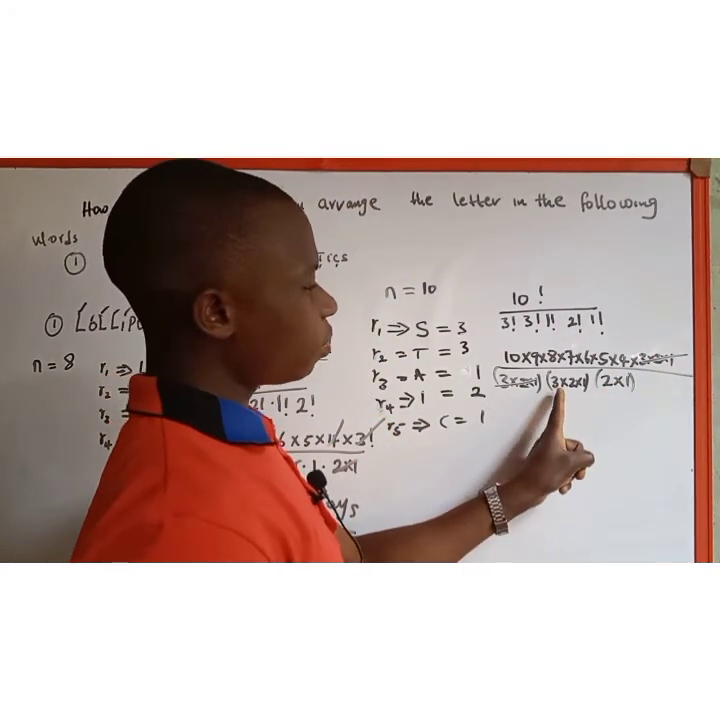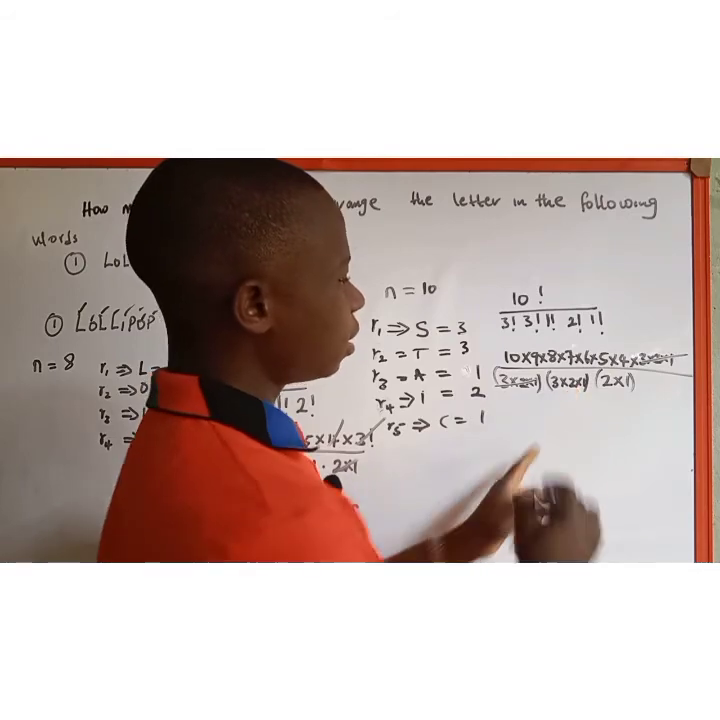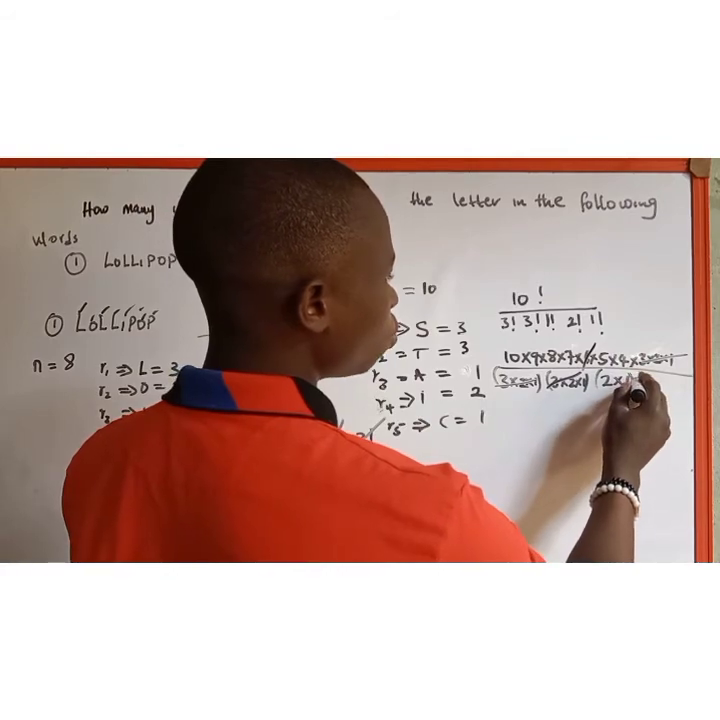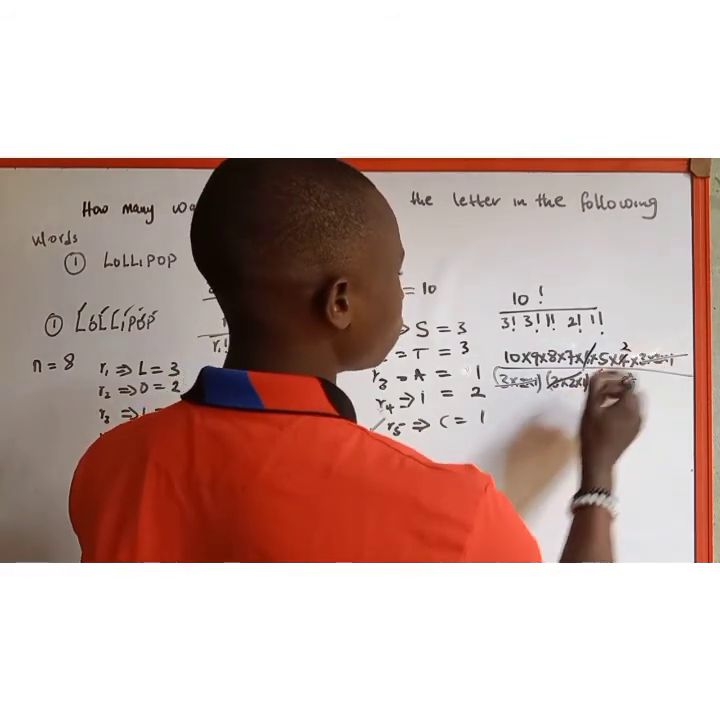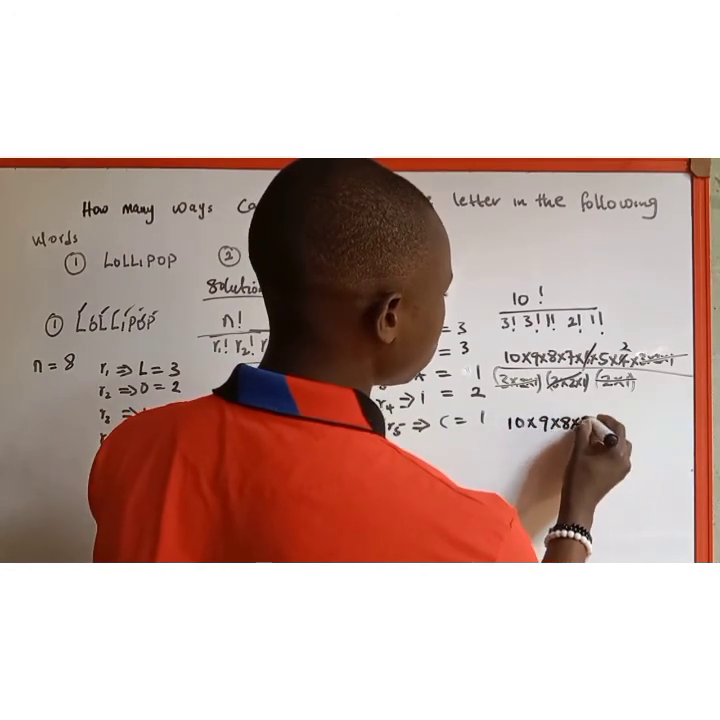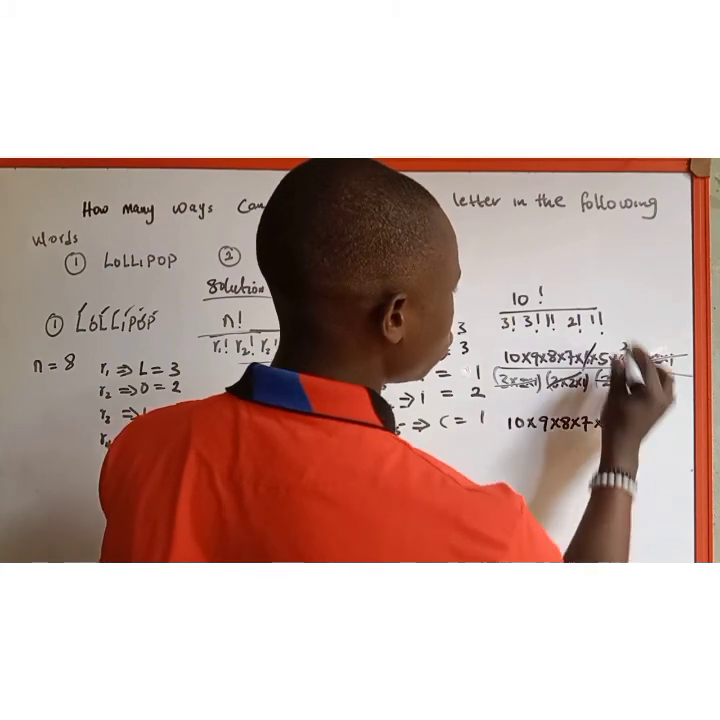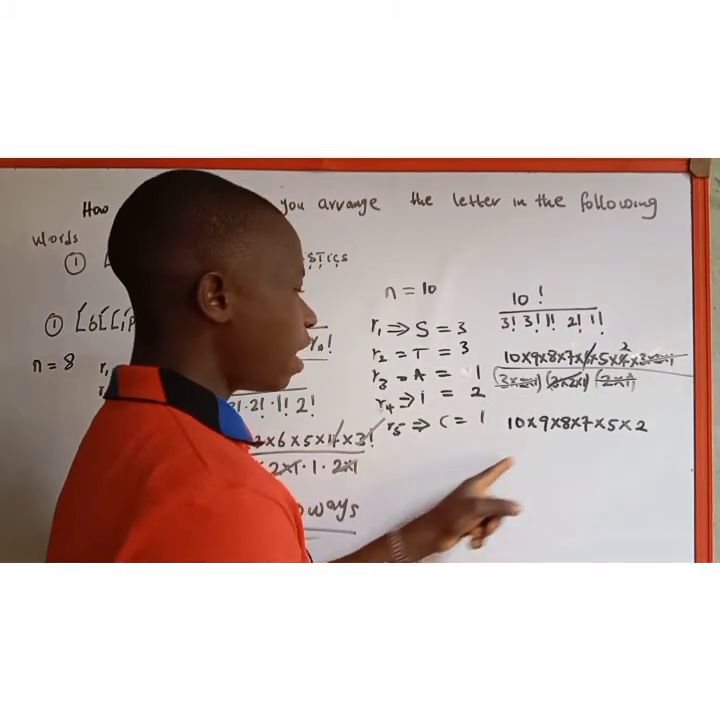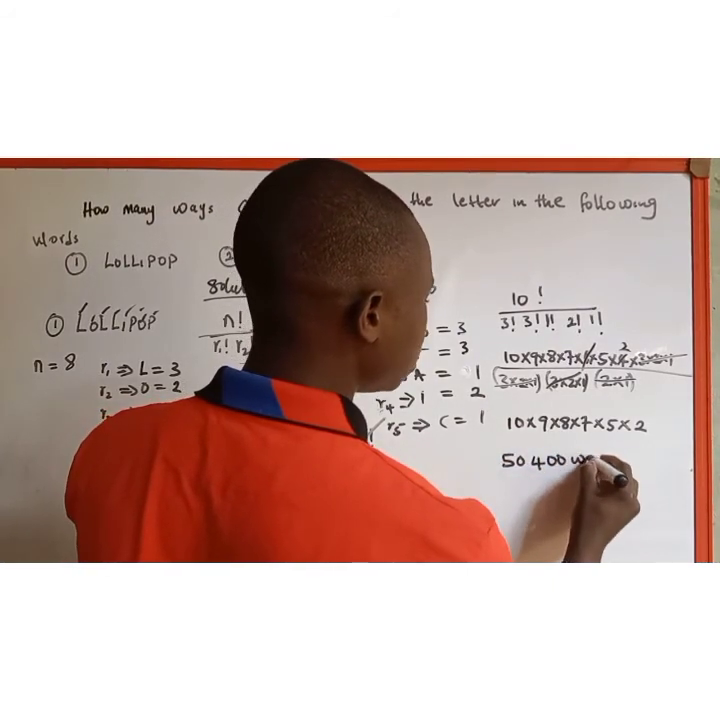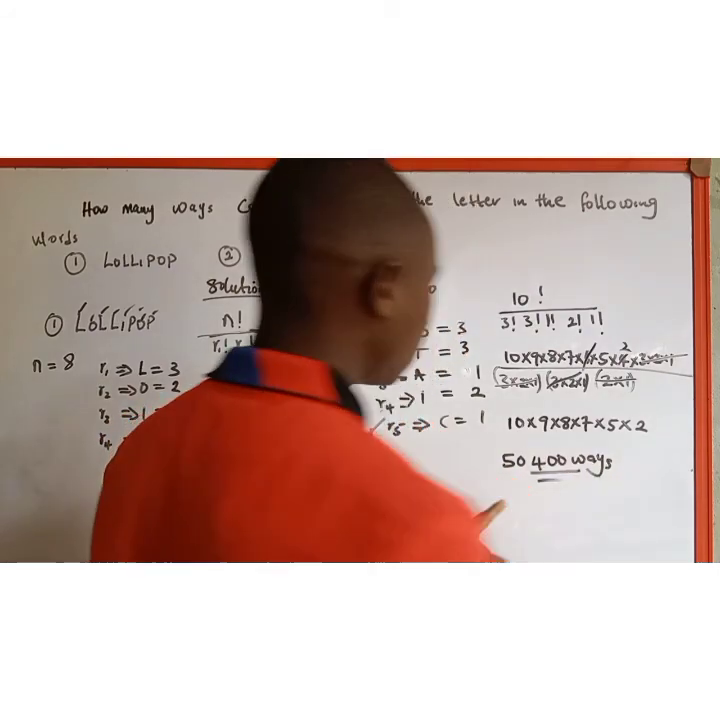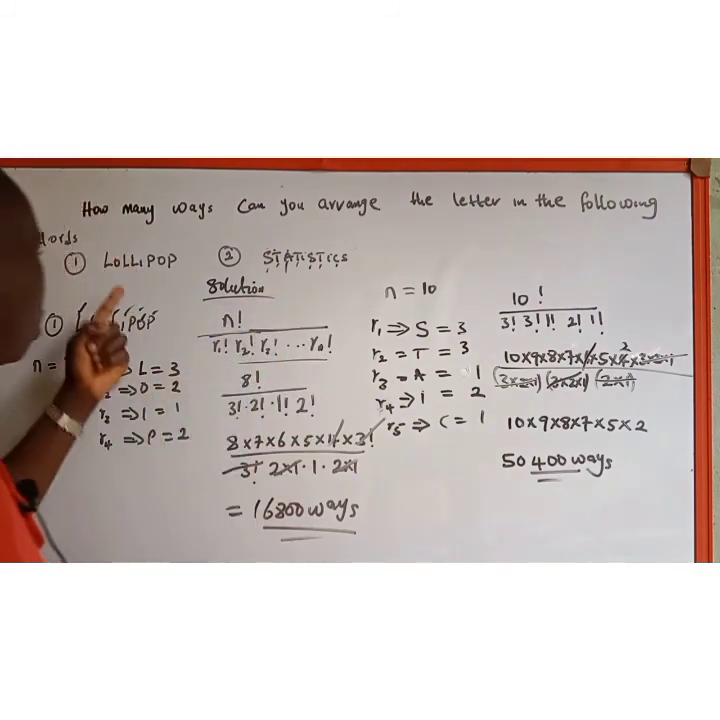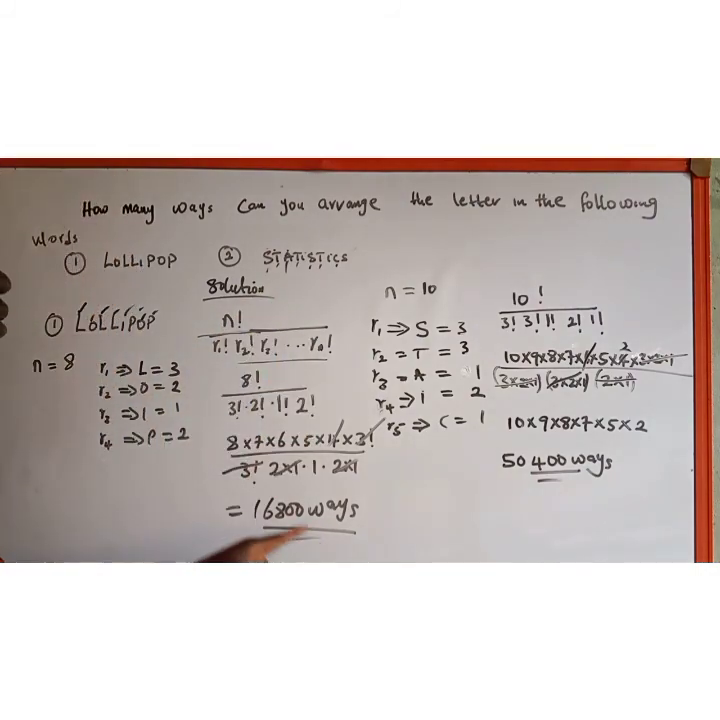So the next one, we have 3 times 2 gives me 6, and that 6 will cancel this. Then 2 times 1 gives me 2. The 2 here will go into 4 two times. So the next is 10 multiplied by 9 multiplied by 8 multiplied by 7 multiplied by 5 multiplied by 2. If you multiply everything together, it gives me 50,400 ways. So we have 50,400 ways of arranging the letters in the word statistic, and in lollipop, we have 16,800 ways of arrangement.